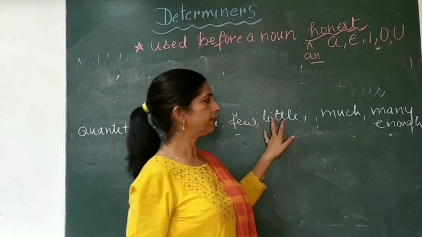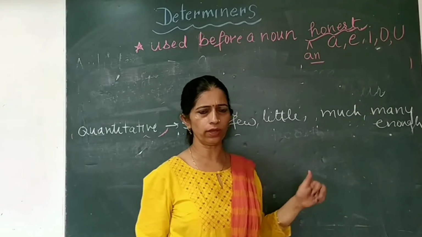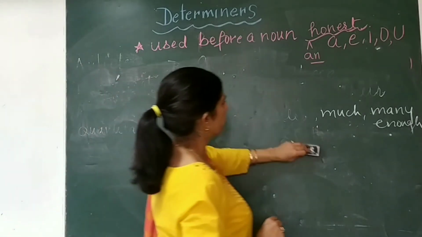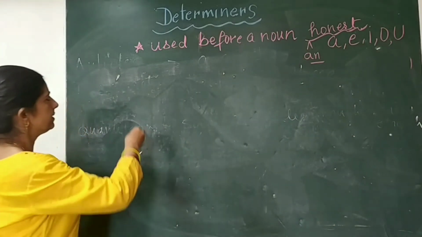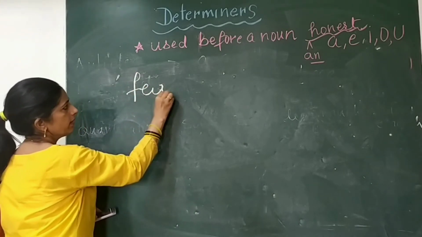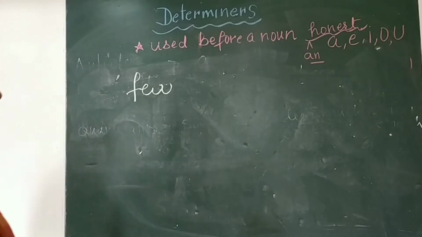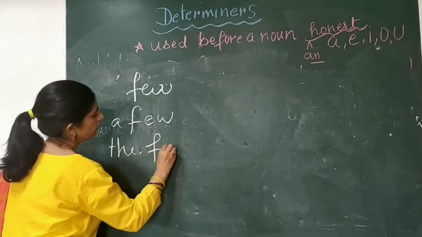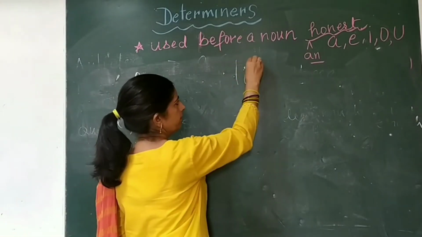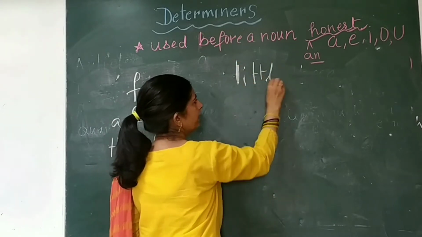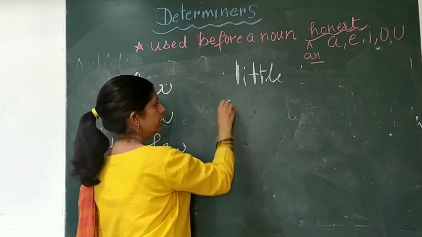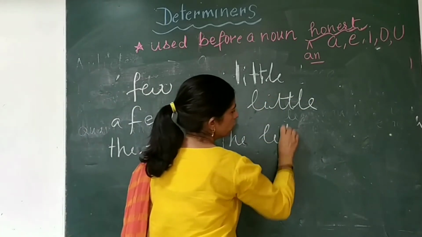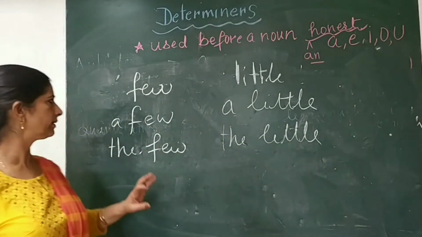Some, few, little, much, many, enough, and a number of more words as well. Let's see them one by one. First we do few. Few has three types: few, a few and the few. The same goes for little: little, a little and the little. What is the difference between all these words?